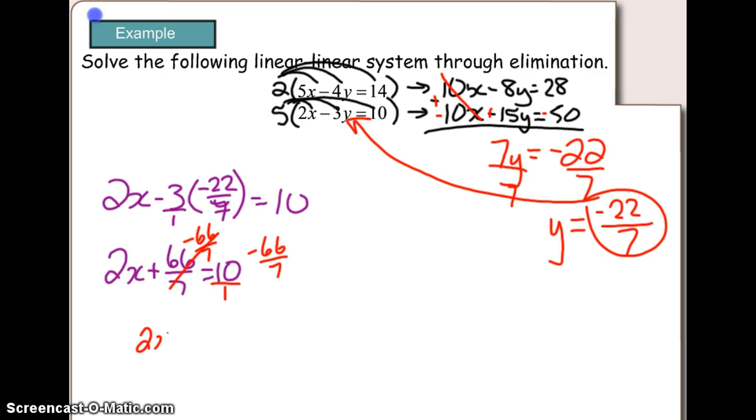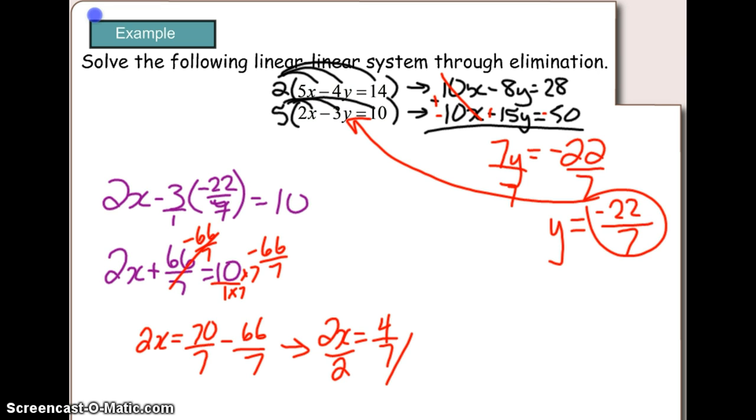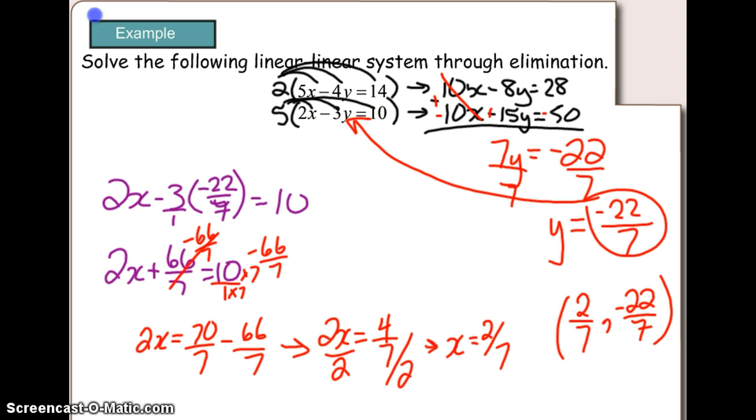So here I have 2x is equal to, well, 10 is equal to what over 7? 70 over 7. So I'm left with 2x is equal to 4 over 7. What's half of 4/7? Well, it's 2/7. So here I have the x-coordinate of my intersection point and the y-coordinate of my intersection point. So I'm going to write that out. And we need to leave our answers as exact values. If that means leave it as a fraction, then leave it that way.